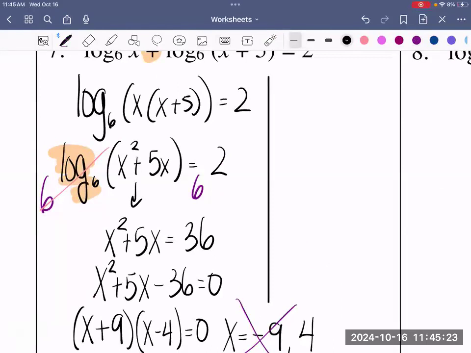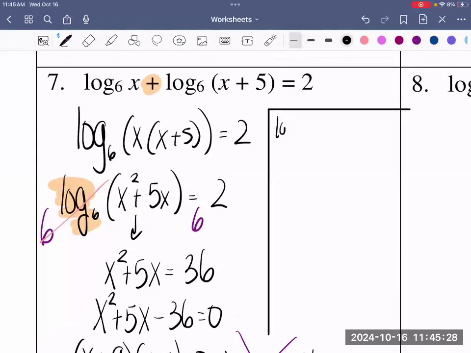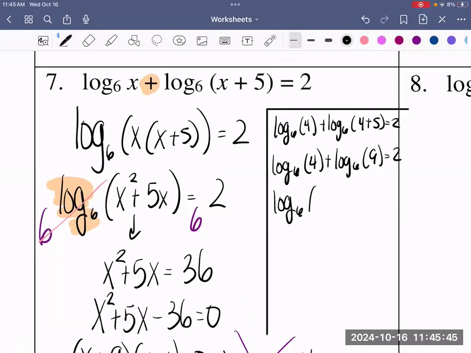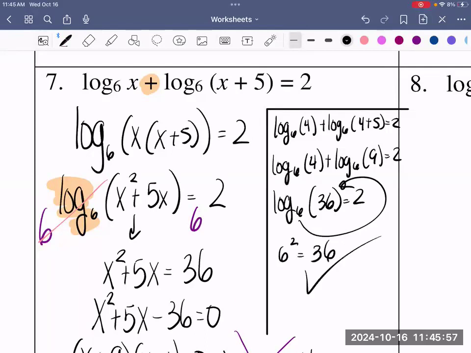And let's go ahead and just quickly check your solution here by plugging it back into the original. So you have log base 6 of 4 plus log base 6 of 4 plus 5 is equal to 2. Log base 6 of 4 plus log base 6 of 9 is equal to 2. Log base 6 of, let's see, 4 times 9 is 36, is equal to 2. So whether you swoop or you like to do the same base, we have 6 squared is equal to 36, which is a true statement.